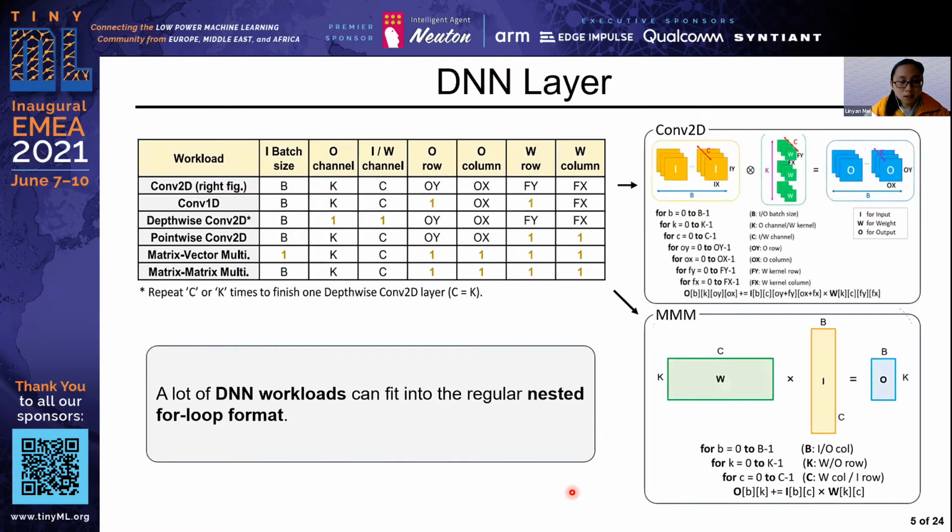And then a lot of DNN workloads can fit into the regular nested for loop format, as listed in the table. Besides conv2D, we have conv1D, depth-wise, point-wise, and matrix multiplication. They can all be perfectly fit into such a nested for loop format by just setting some non-existing dimensions to 1. Here I give an example of matrix multiplication, and it fits perfectly into this format. This format is very important for our later modeling step.